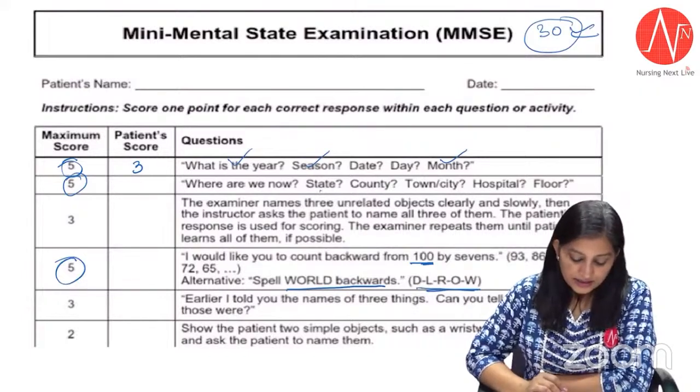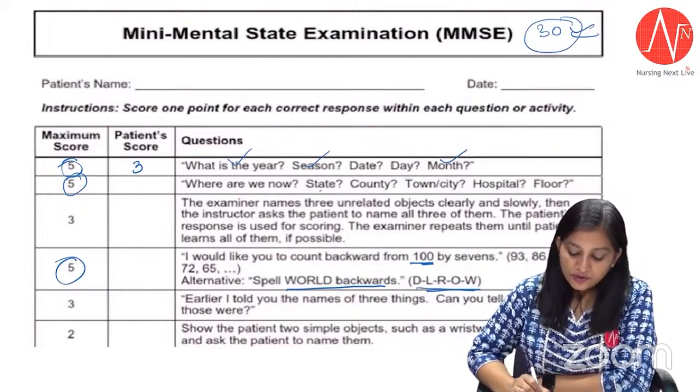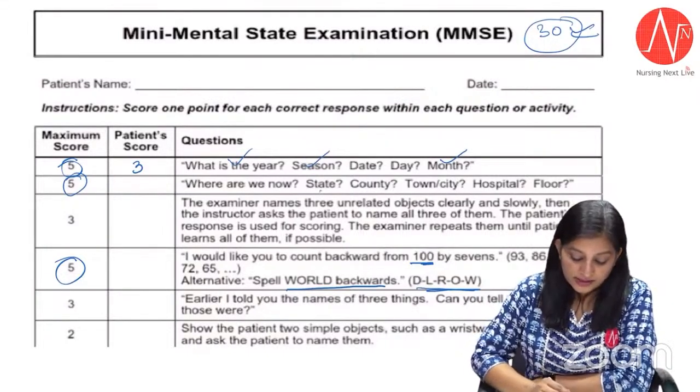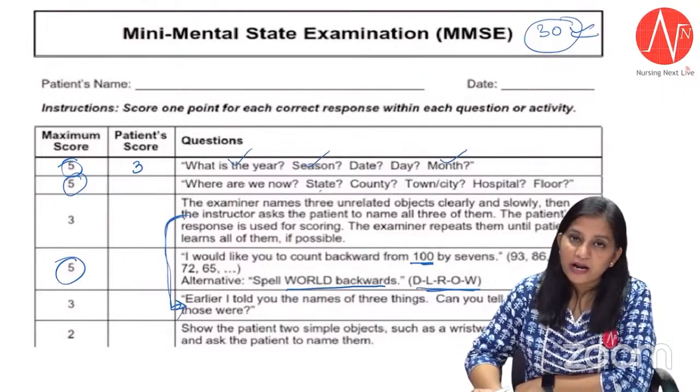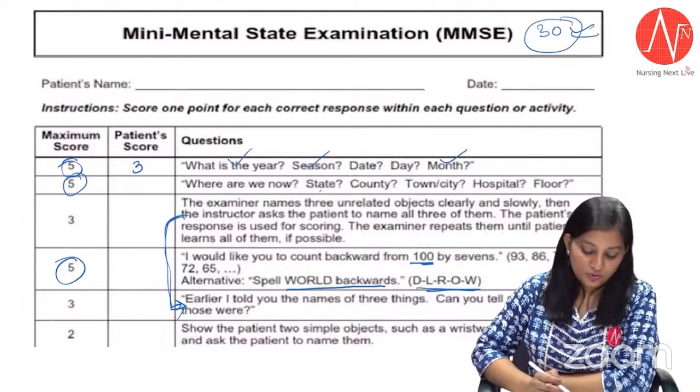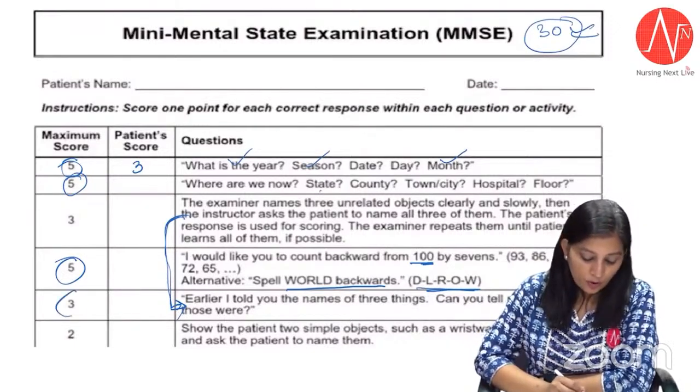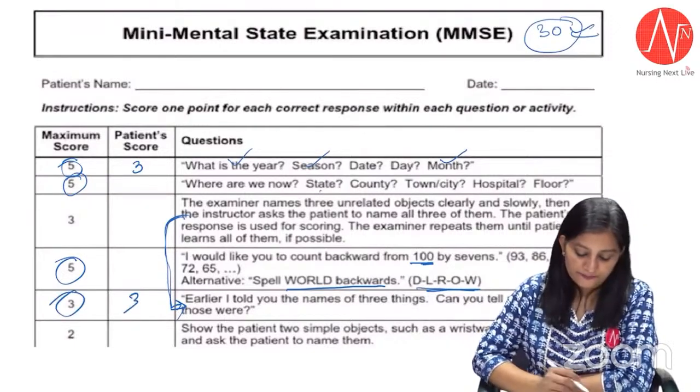Then next is, earlier I told you the names of 3 things. Can you tell me those? This is verbal recall: telling 3 names of unrelated things and then telling the patient to recall. If the patient is able to recall all 3 of them, then a score of 3 will be given.